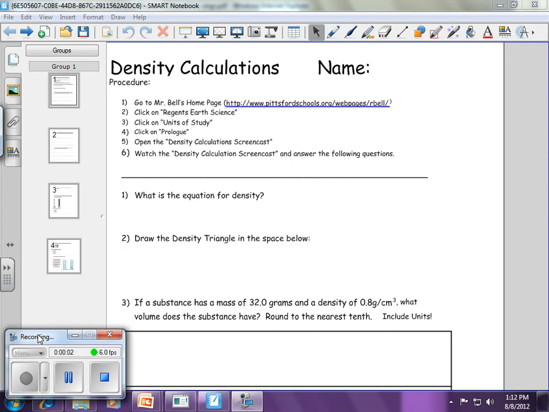Hey guys, homework tonight, density calculations. We're going to hop right into it. I'm going to walk you through the first couple problems and then I'll take the training wheels off and let you guys finish it on your own. Let's start with question number one.